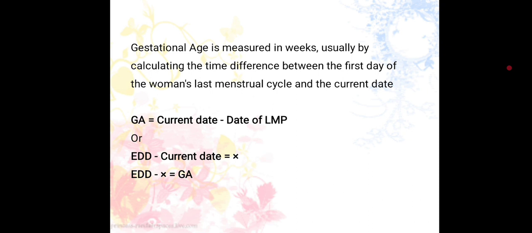Gestational age is measured in weeks, usually by calculating the time difference between the first day of the menstrual cycle and the current date. Okay? To calculate gestational age, either subtract the first day of the LMP from the current date, which is the easiest one, especially in the first and second trimester. If the patient is in her third trimester or near term, we can calculate gestational age from the expected date of delivery in 2 steps. This will be explained in examples. Okay?